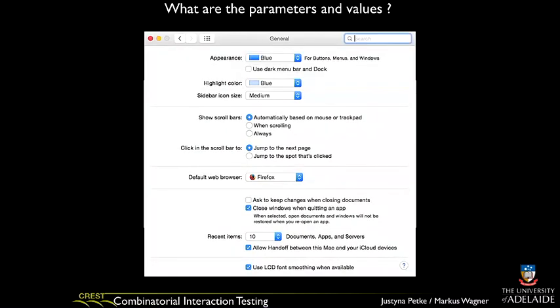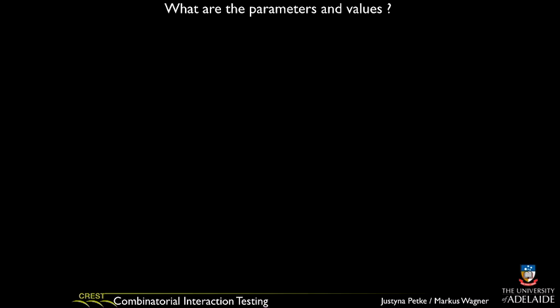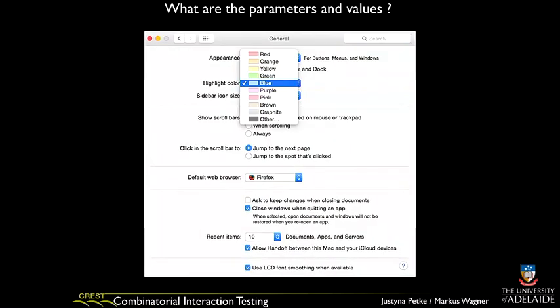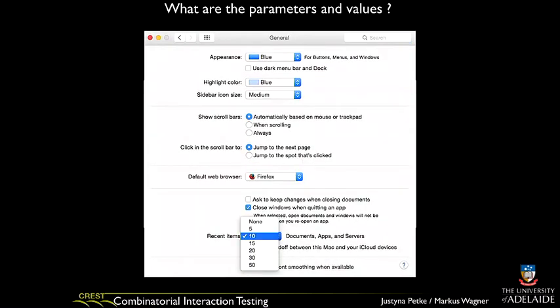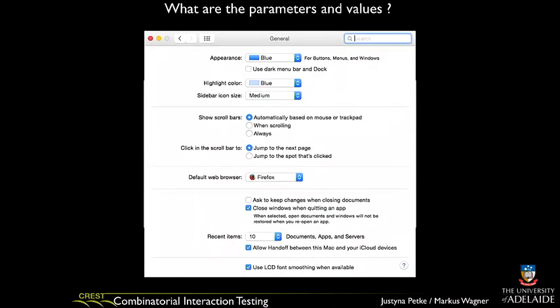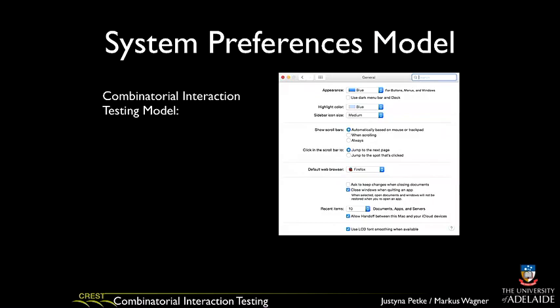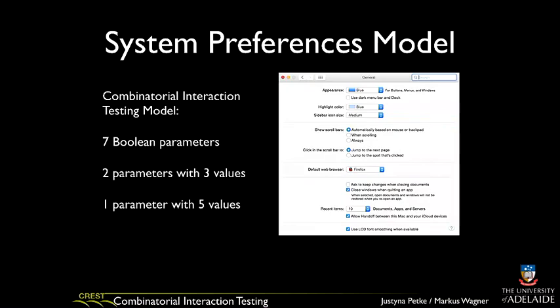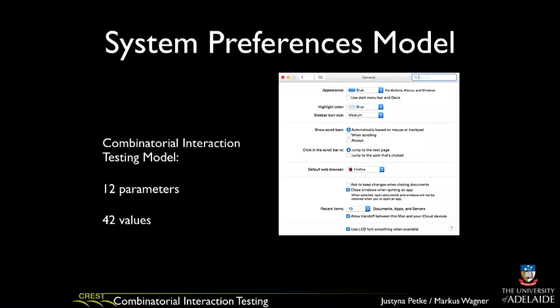So we've got 2 there, for example. We've got a search, colors, 4 for the browser, 6 options here again, or 7, and so on. So in total, we've got roughly 7 Boolean parameters to test, and some of them have 3 values, and one of them has 5 values, one with 7, I think it was maybe recent items, one with 10 values even, in this case, maybe that was the color. So in total we've got 12 parameters, 42 values.